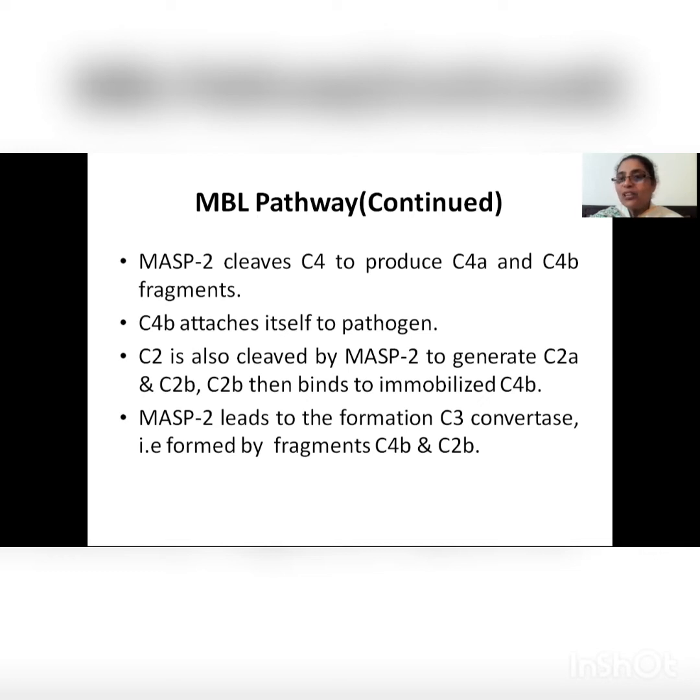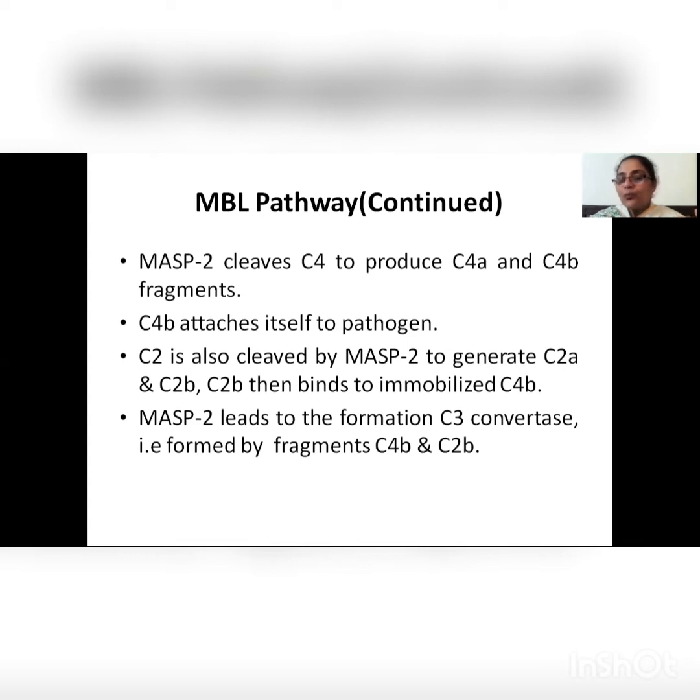And then when this C4b binds to the pathogen, the MBL associated serine proteases cleave C2 also, into two fragments, C2a and C2b, as we have seen in the classical pathway also. And C2b also goes and attaches to the pathogen where C4b is already immobilized and bound. So now what complements have gone and attached to the pathogen? It is C4b and C2b.